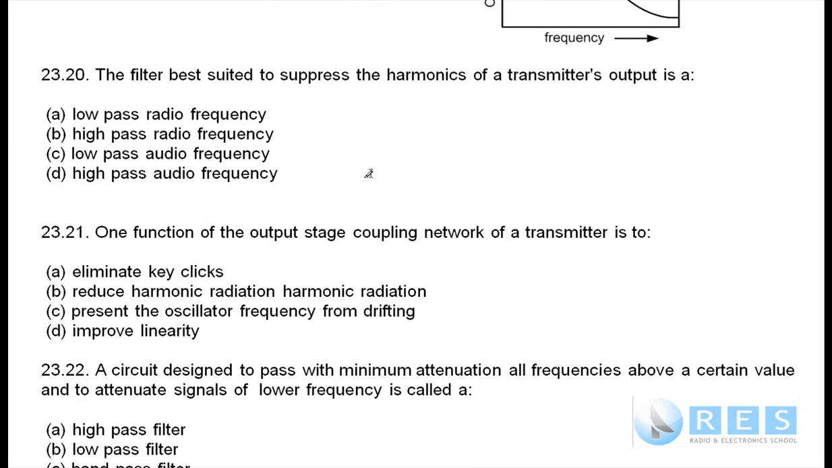23.20. The filter best suited to suppress harmonics of a transmitter's output is a low-pass radio frequency filter. It wouldn't be a low-pass audio frequency filter, because we want to pass our transmitter frequencies, which are radio frequency.